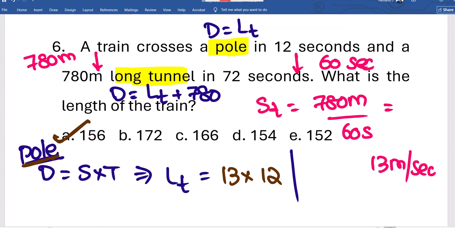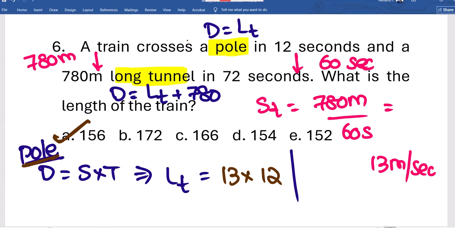Train crossing a pole, train crossing a tree, train crossing a man standing or man running. In all these cases, distance is equal to the length of the train only, because that man's length or pole length is negligible compared to the train length. So that's why the distance should be the length of the train.